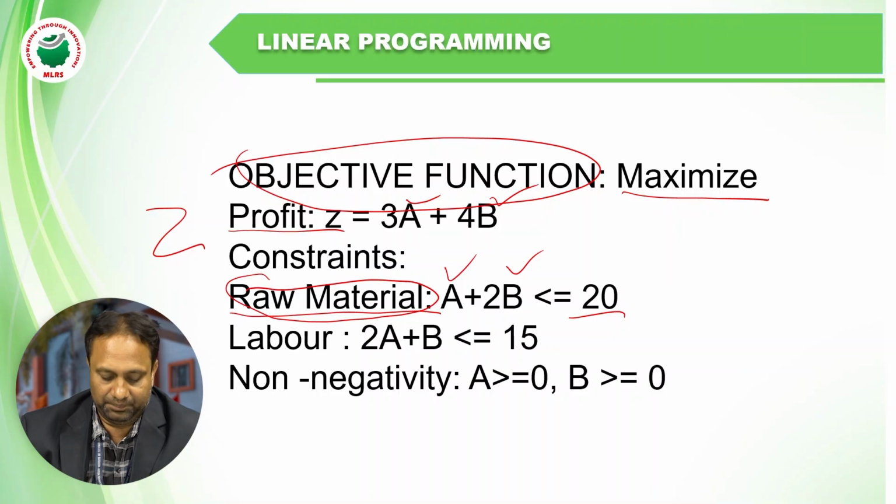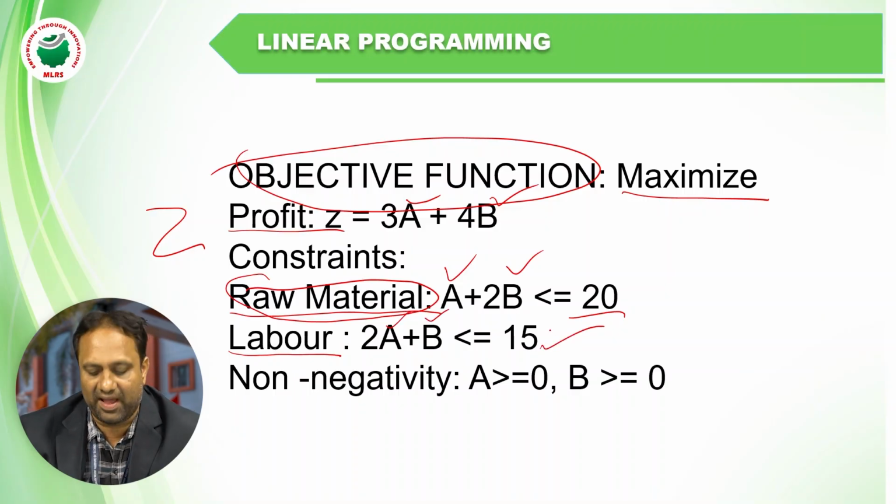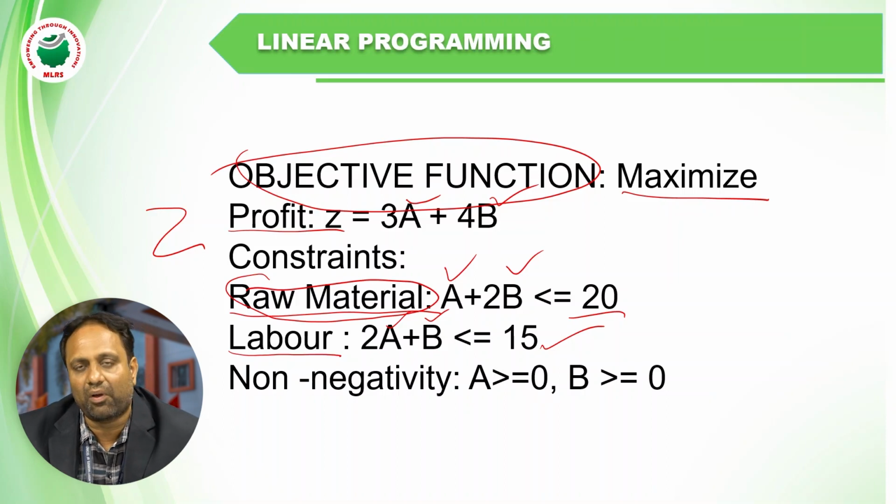And at the same time, the availability of labor hours to produce products A and B is only 15 hours. Whereas to produce product A it requires 2 units of labor, and 1 unit of labor for product B. By this, we have converted this problem into a linear programming problem, into a mathematical form. Here we have an objective function.